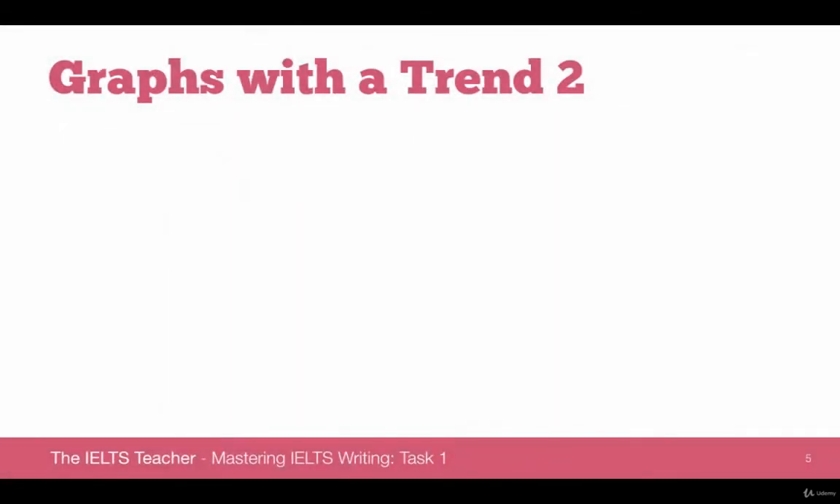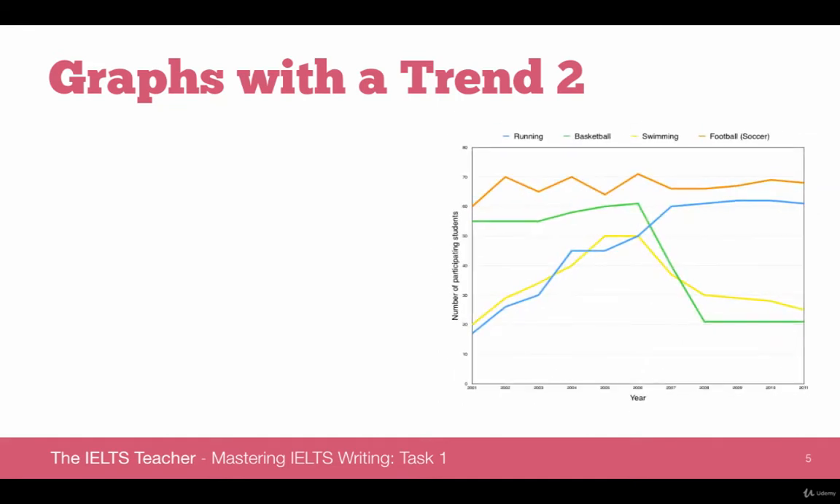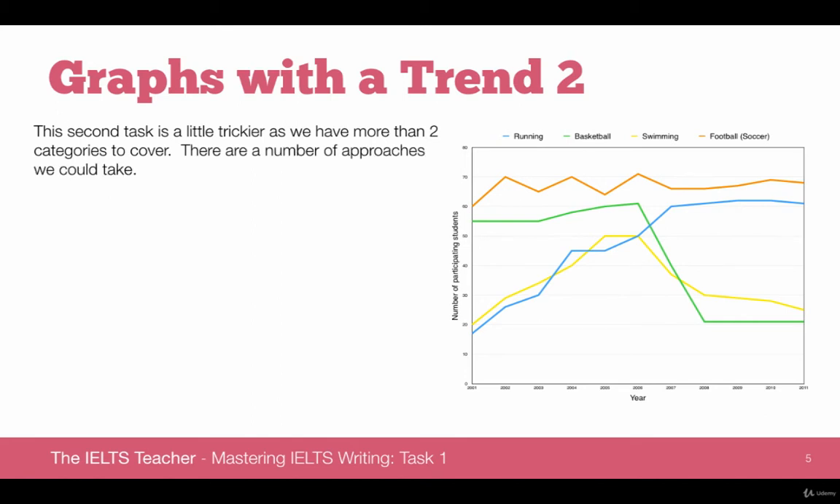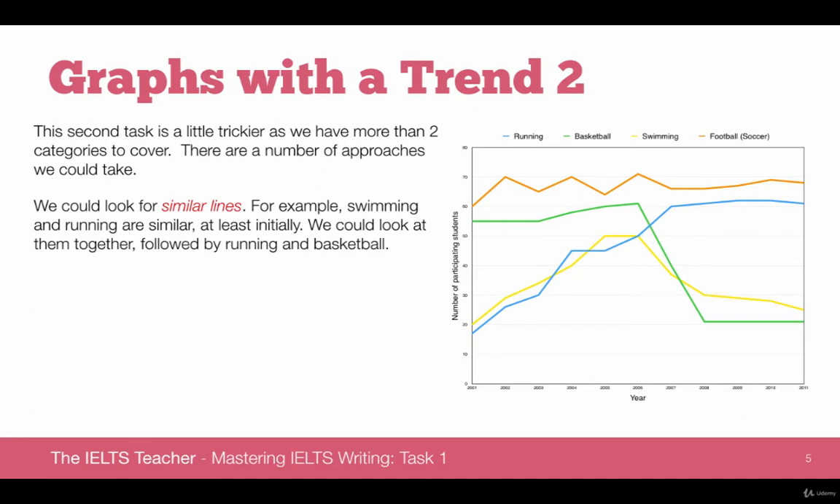Let's look at one that's a little bit more difficult. So in this graph here, you can see that we have 4 different categories, not just 2. So there are a number of approaches that we could take to this. The first thing we could do is look for similar lines. For example, swimming and running are similar in their direction, the yellow line and the blue line, at least initially. So we could look at them together, followed by running and basketball. Again, fairly similar because they're quite high up.